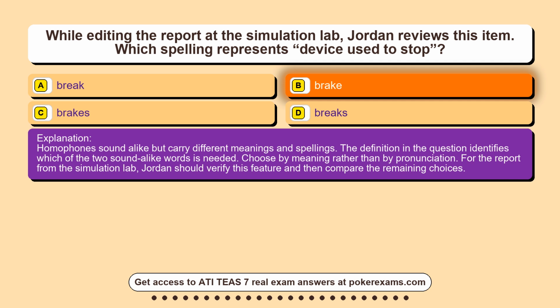Homophones sound alike but carry different meanings and spellings. The definition in the question identifies which of the two sound-alike words is needed. Choose by meaning rather than by pronunciation. For the report from the simulation lab, Jordan should verify this feature and then compare the remaining choices.